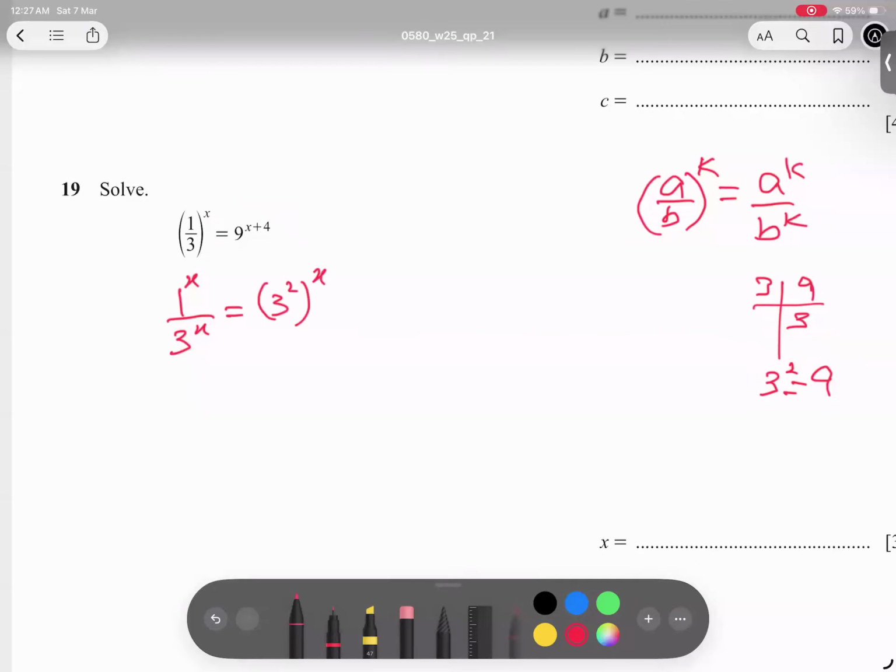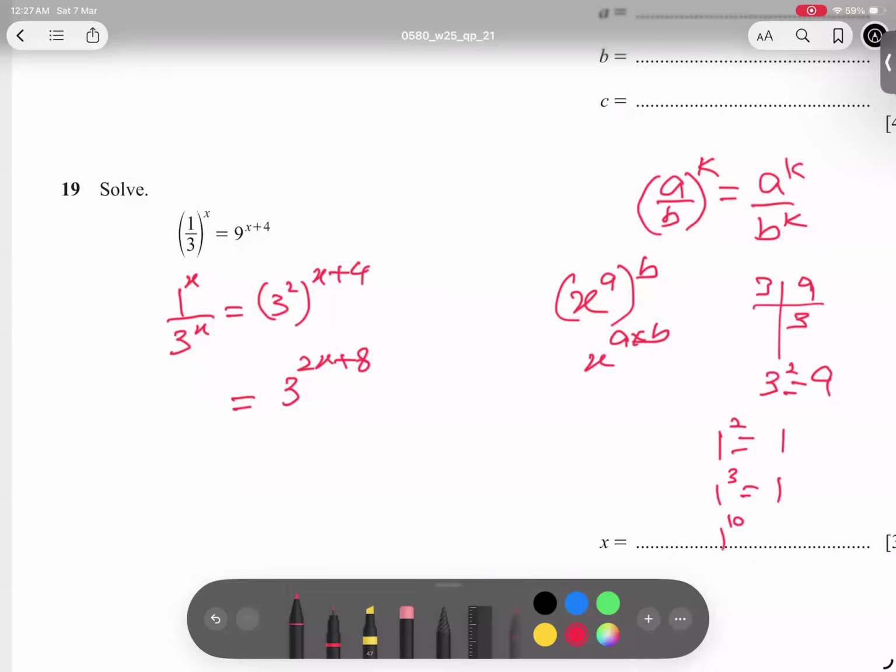You may ask the question why we need this one. Because these 3s must match. And one another property: inside power and outside power, they always multiply. So this and this multiply. We can say 3 and 2 multiply with x and 4. I got 2x and 2 4s are 8. For your knowledge, 1 to power 2 is 1, 1 to power 3 is 1, 1 to power 100 is 1. So 1 to power x is 1.